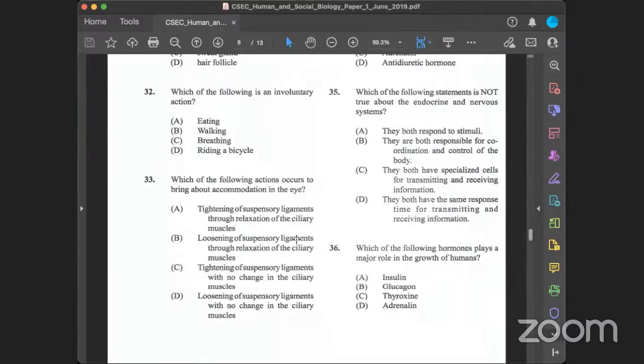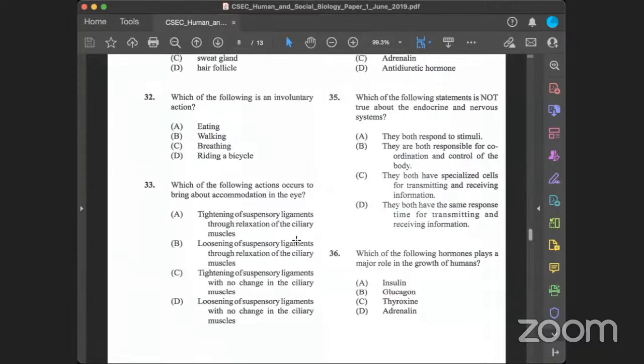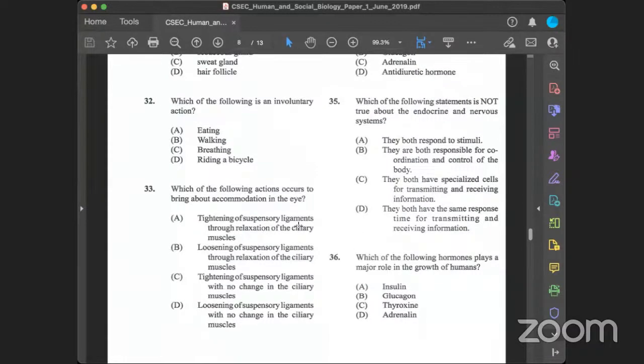Come on, read. Sir, A. Yes. It's an antagonistic muscle, right?